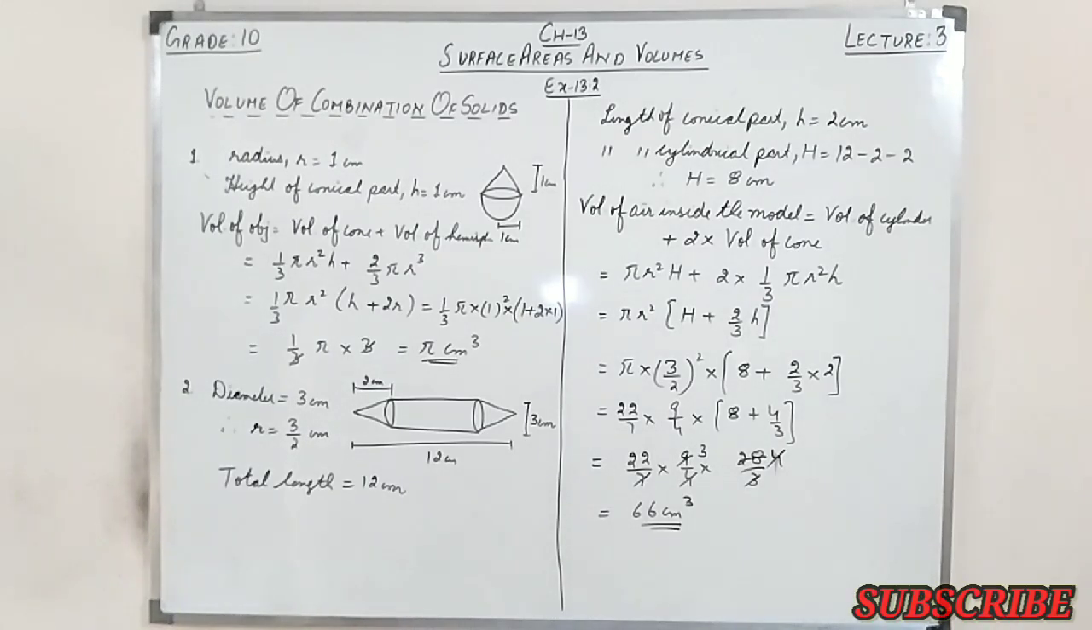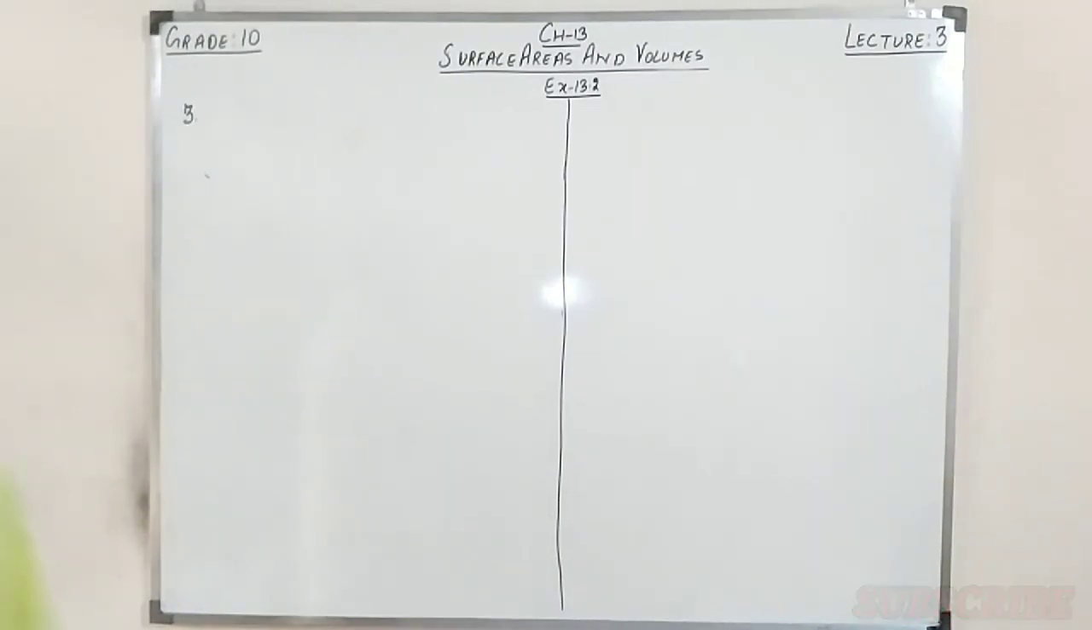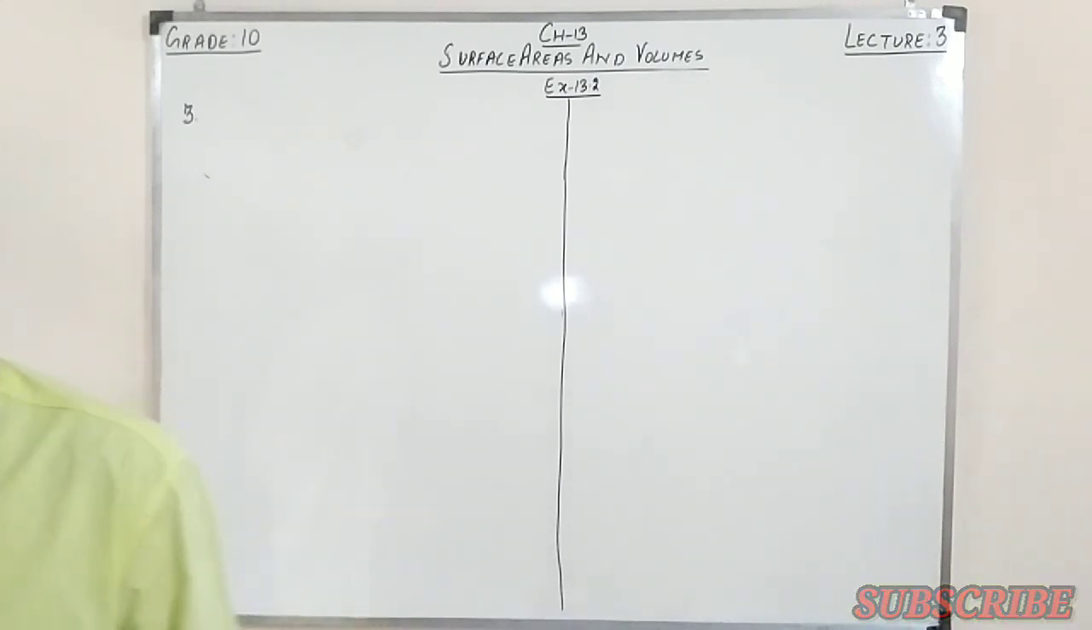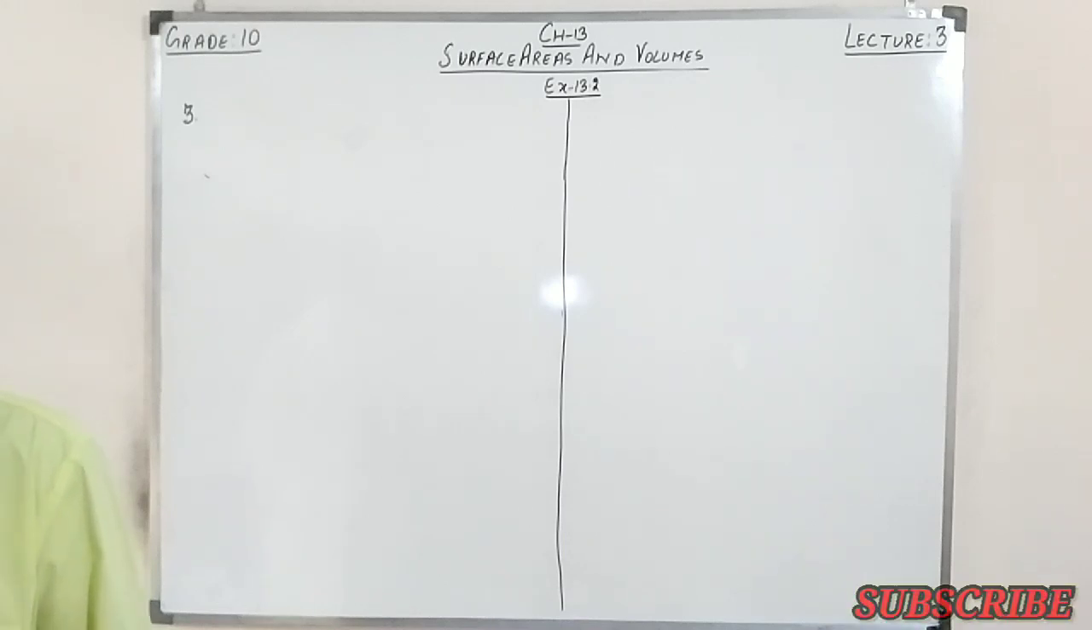Right? Let's go to the next question now. In question number 3, it's given that a gulab jamun contains sugar syrup up to about 30% of its volume. Find approximately how much syrup would be found in 45 gulab jamuns, each shaped like a cylinder with 2 hemispherical ends with length 5 cm and diameter 2.8 cm.